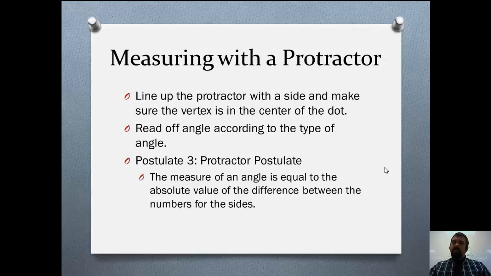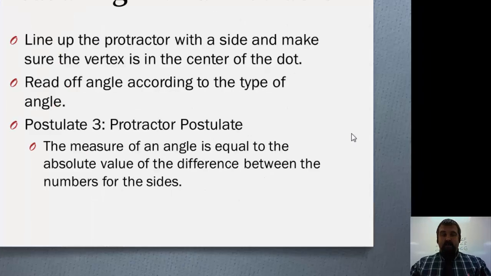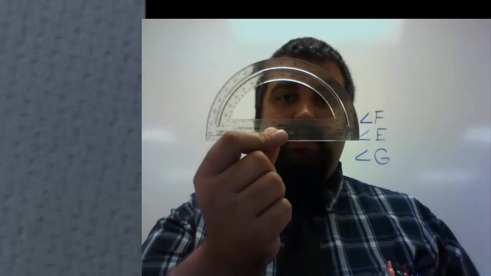Before, when I said acute, right, obtuse, and a straight angle, those all have a measurement. We actually have a way to say how large the angle actually is. For my purposes, I'm using this. For your purposes, you would use something like this.